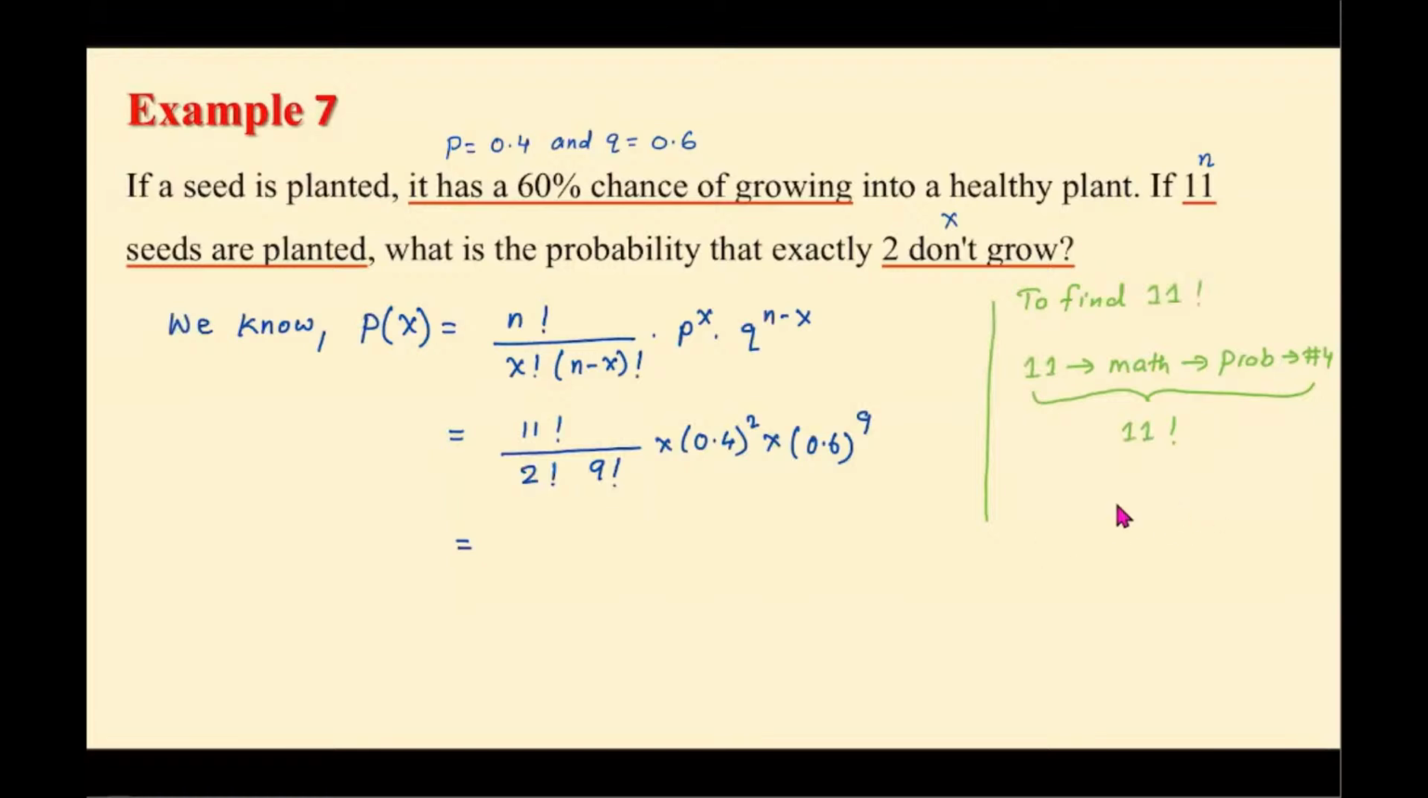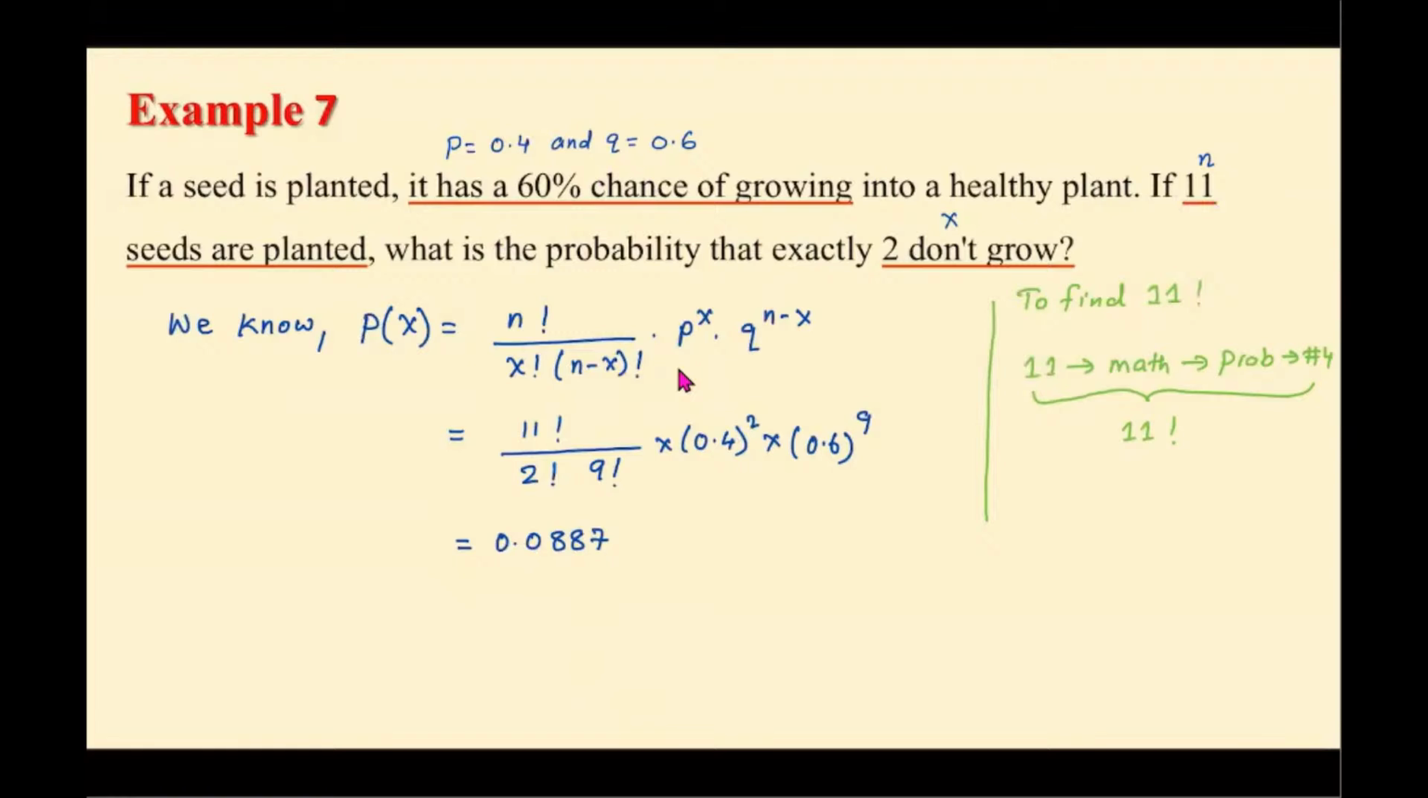If you follow the same process, once you type 11 factorial, then you divide and type 2 factorial and then 9 factorial, and multiply that by 0.4 squared and 0.6 to the 9, and simplify that. You should get 0.0887. That is the probability that exactly 2 of them don't grow. So always remember, whenever we are working on a binomial probability problem, we have to use the formula, which is something like this one here.